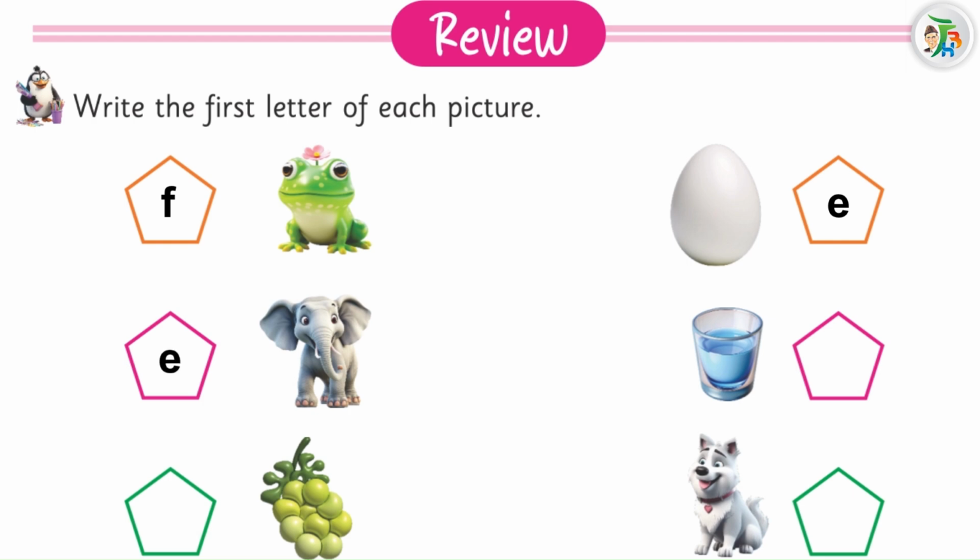Look at the glass. Write the first letter G. Look at the grapes. Write the first letter G. Look at the dog. Write the first letter D.